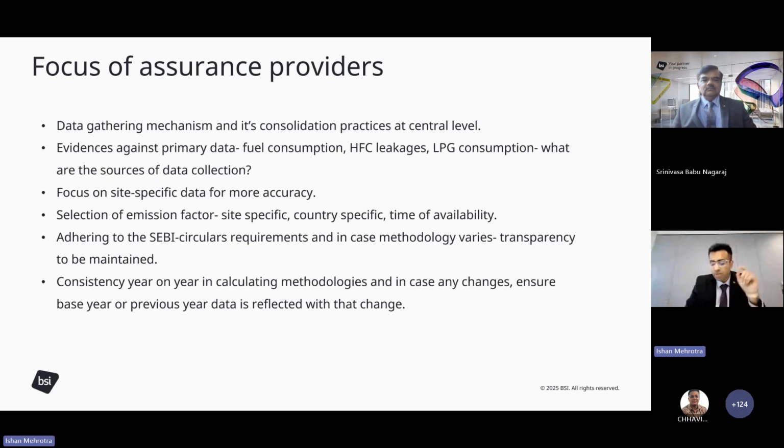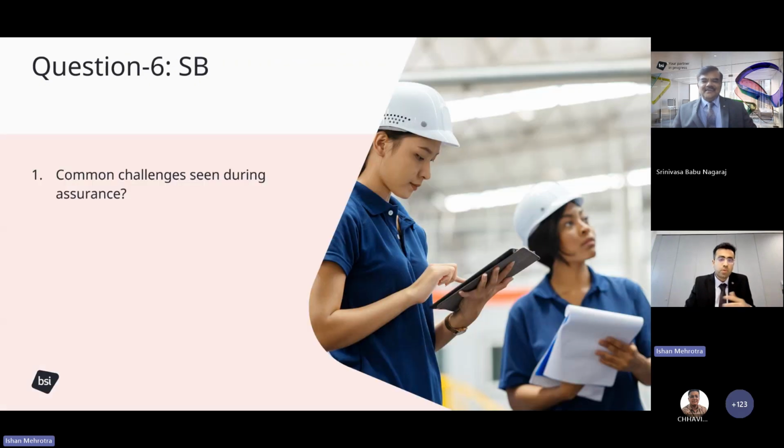Thank you. With this focus of assurance providers, I also want you to help us understand the challenges you usually face on the sites as an assurance person when you are delivering the assurance engagement. So I would request something on this end as well.